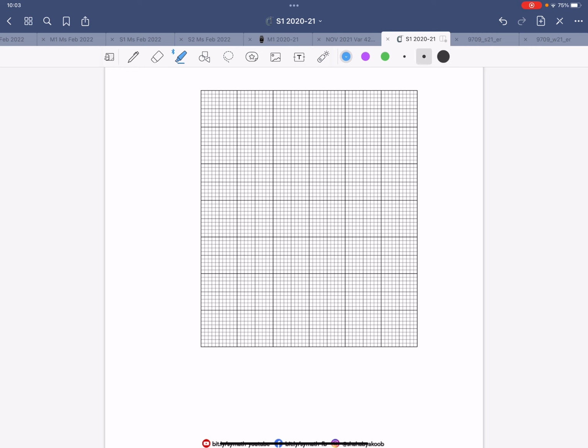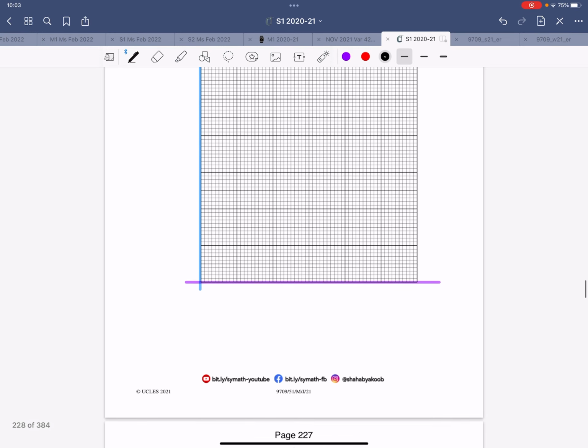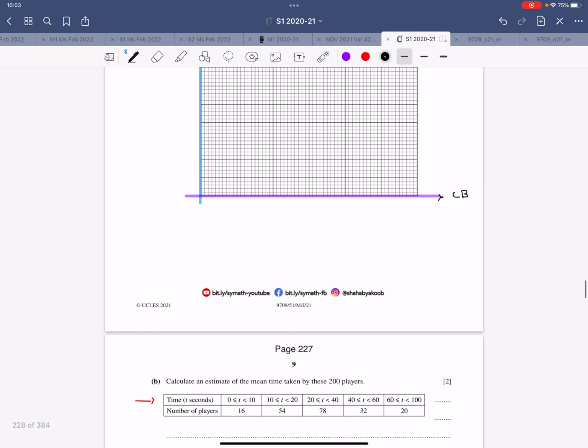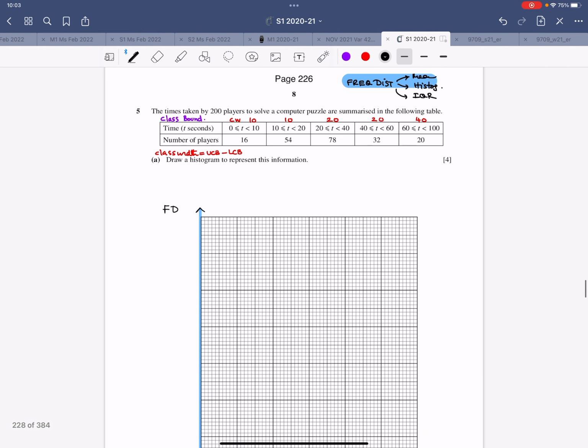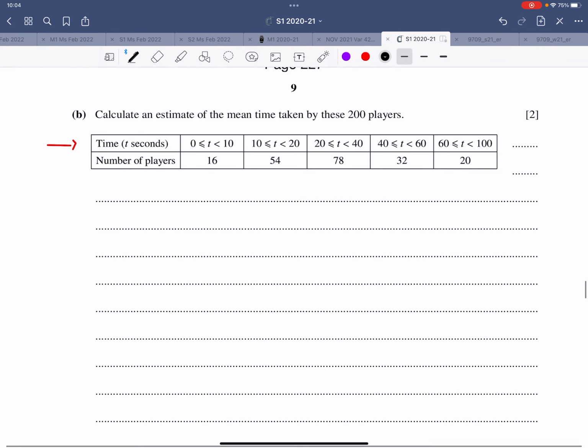So let me draw a vertical line like this, and then a horizontal line like this. So therefore, now the vertical axis is frequency density, and the horizontal axis are the class boundaries, which in this scenario is the time. So basically, it's time in seconds. And now I have to do some working. So let me do the working on the next page. So let me draw up a table.